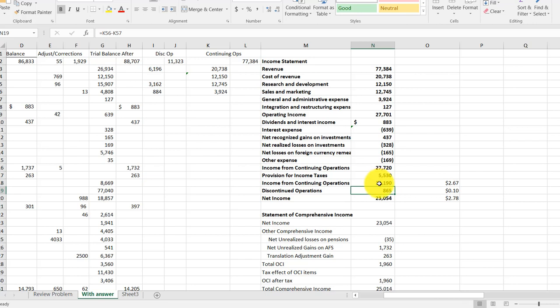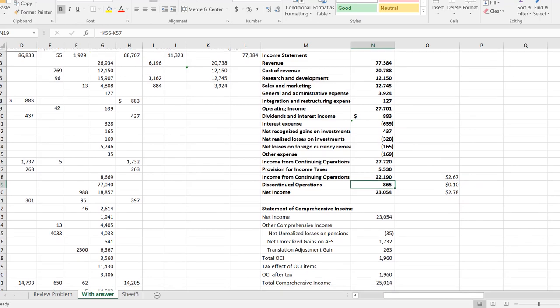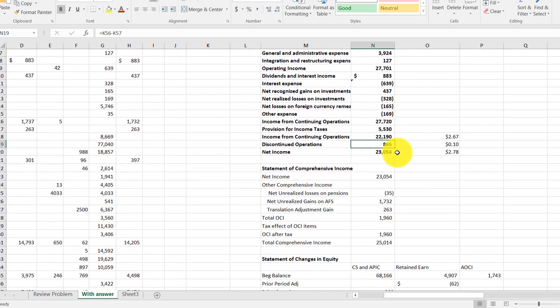Three earnings per share calculations. I gave you the number of shares outstanding. We're going to take the income from continued operations, discontinued operations, and the net income and divide it by the number of shares outstanding. Taking the net income, it goes down to the statement of comprehensive income. We got our 3 items of other comprehensive income, and then total comprehensive income at the bottom.